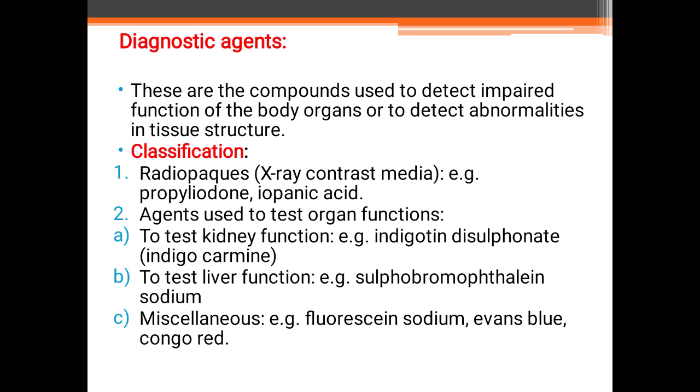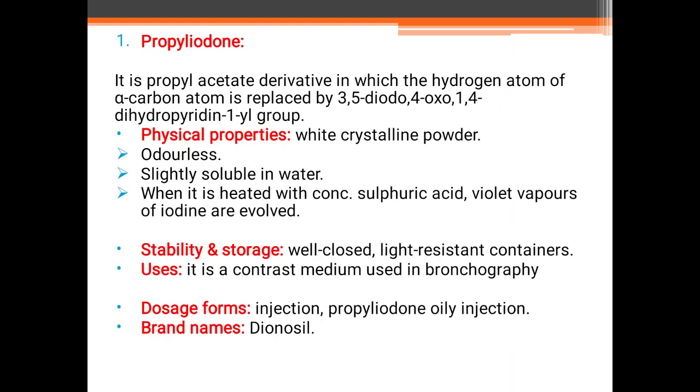So one by one we will see the diagnostic agents in detail. First we will see propyliodone. It is the propyl acetate derivative in which the hydrogen atom of alpha carbon atom is replaced by 3,5-diiodo-4-oxo-1,4-dihydropyridin-1-yl group. Alpha carbon atom means the atom which is adjacent to the functional group.